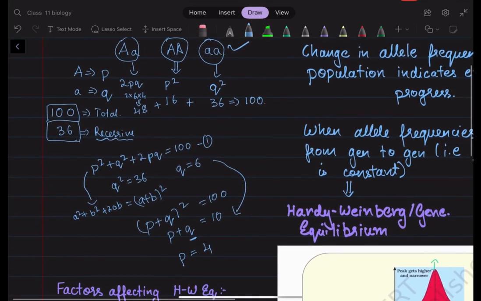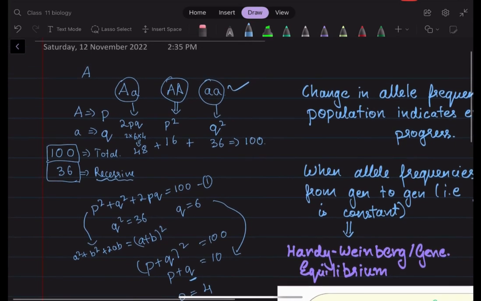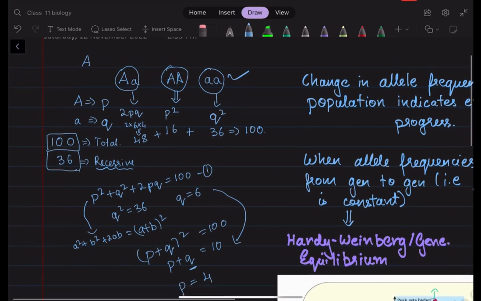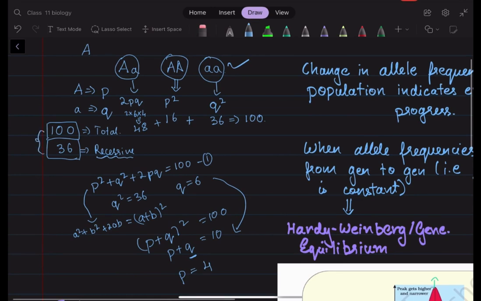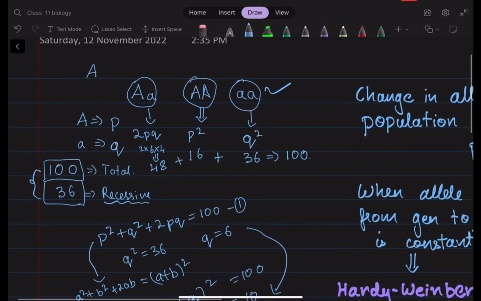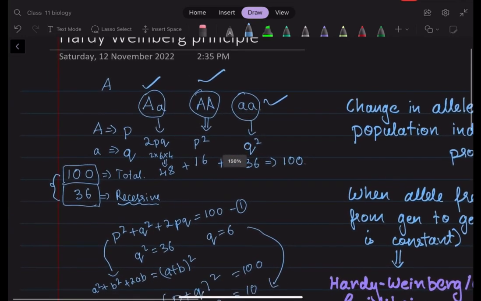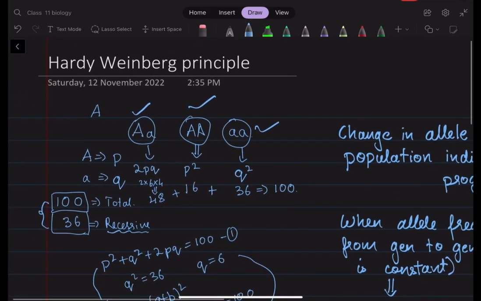We have simply used a mathematical formula and represented the different allele frequencies with the letters P and Q. Now, just by knowing the total number and the recessive, we were able to find out the number of members who are heterozygous, and who are completely homozygous for the particular trait. So you can see this is an extremely useful method and principle that Hardy-Weinberg have developed.